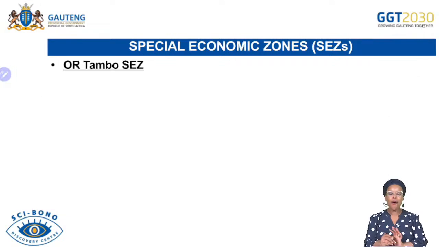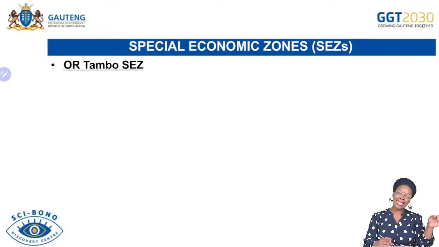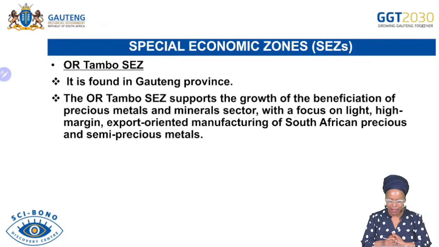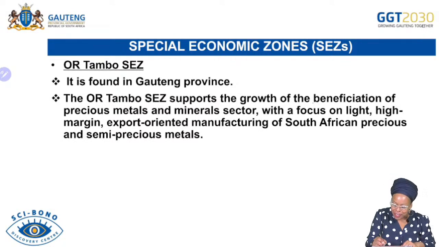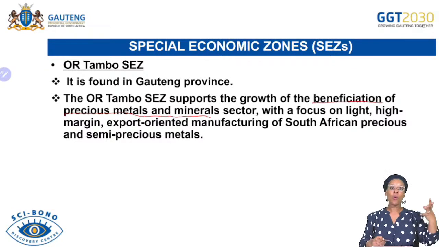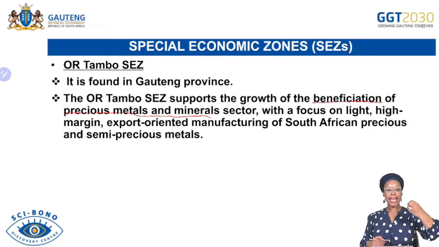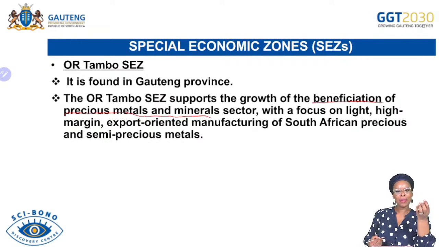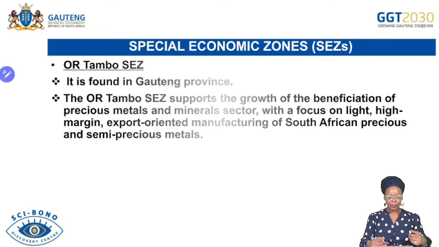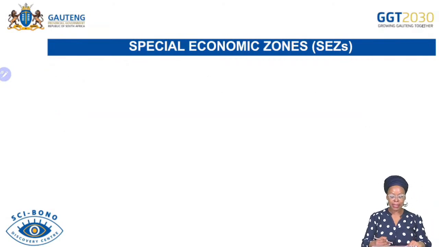We also have OR Tambo SEZ. It was an IDZ before. It is found in our own province. And it focuses on beneficiation of precious metals and minerals. I mentioned to you that beneficiation takes place when the state of a mineral, because a mineral is a raw material, is transformed and processed into a value-added product. Okay, that's what OR Tambo specializes in.